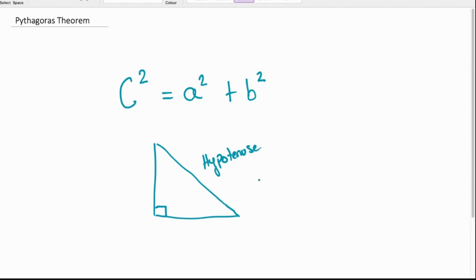Now the hypotenuse, according to our formula, is denoted as c. So we're going to put a c with a circle over here. Now what we can see with all hypotenuse in right-angled triangles is that they're always opposite the right angle. Next, we have two shorter sides, which we can see here and here. Now these two shorter sides are our a and b in our formula, and it doesn't really matter which one is which.